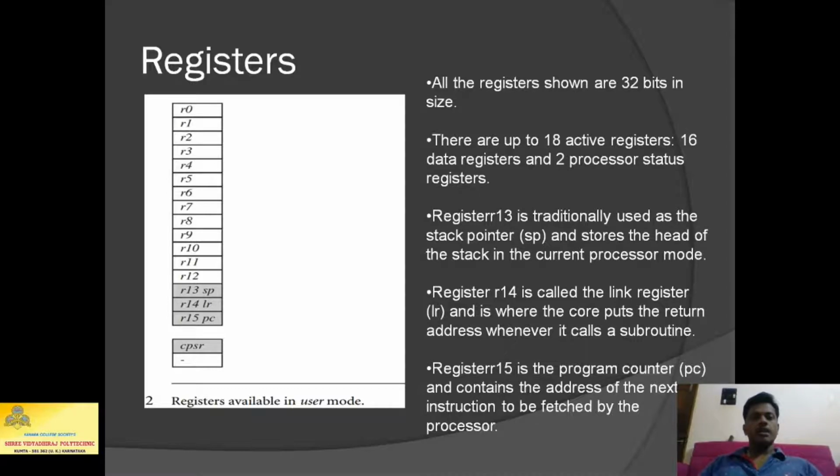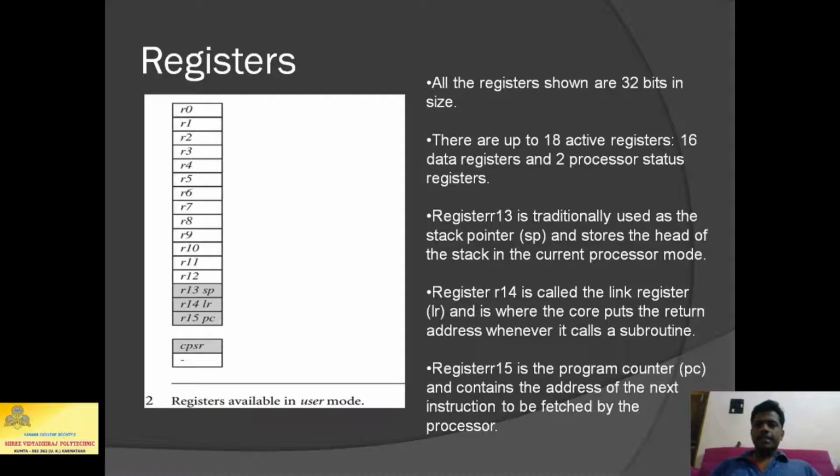And now today we will see registers. This ARM system has a total of 16 registers, each of 32-bit width, and there are up to 18 active registers: 16 data registers and 2 processor status registers. So you can see on the diagram, there are R0 to R15, a total of 16 registers.